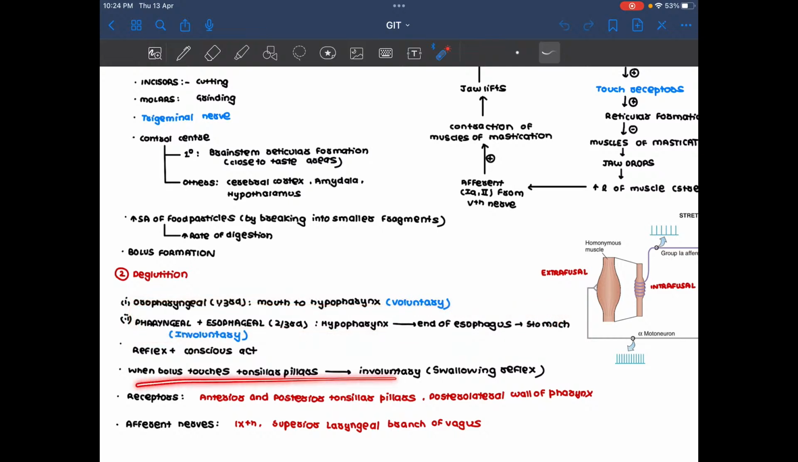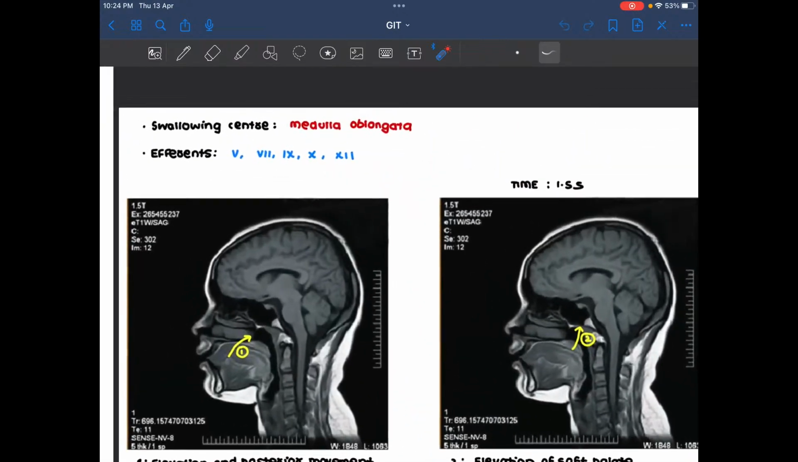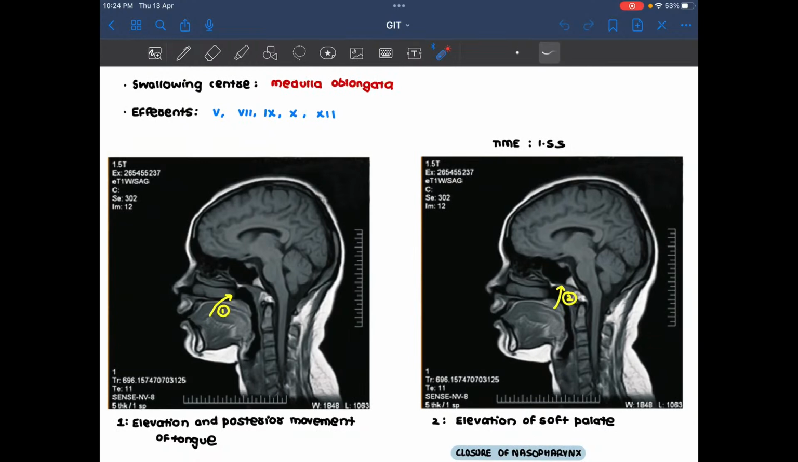Okay, so these are the things which you talk about. कि receptors जो कहाँ present है, anterior and posterior tonsillar pillars पे हैं, and over the posterior lateral wall of the pharynx. What are the different afferent nerves? It's mainly the ninth and the superior laryngeal branch of the vagus. So these are the afferent. So there must be an efferent as well, and there must be an integrating center. The integrating center is in the medulla oblongata, very importantly.